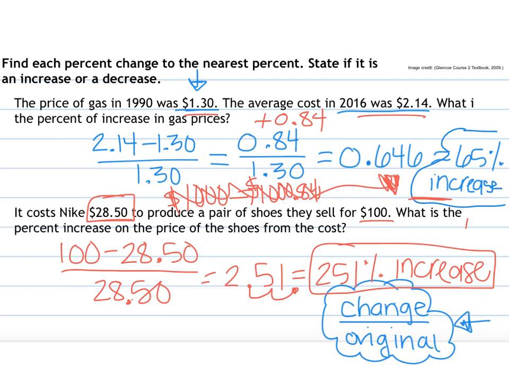Okay, this one up here, it didn't even quite double. That's why it's still under 100%. So basically it went up 65% of it. But here, a 251% increase means it basically went up 2.5 times.